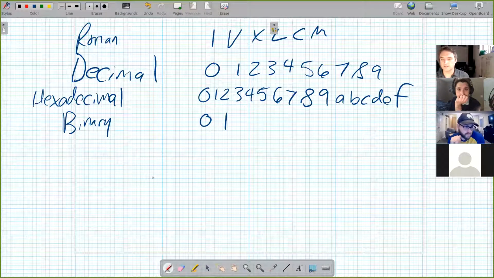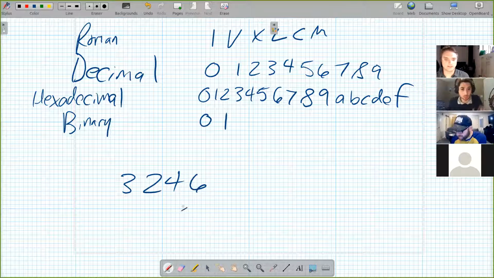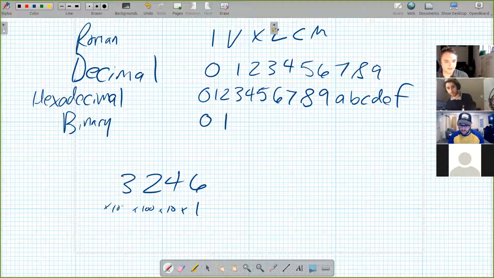with decimal numbers, we have positions in a number, and they have different values to them. So if I say the number 3,246, that's the ones place, that's the tens place, hundreds place, thousands place. So you do those multiplications, jam them all together. That's how we arrive at the number. Binary, exact same concept.